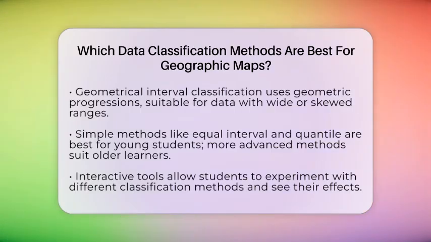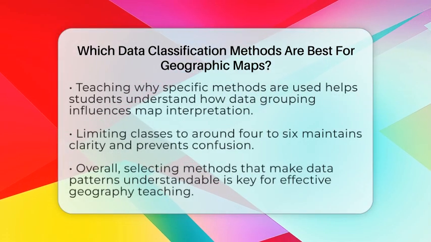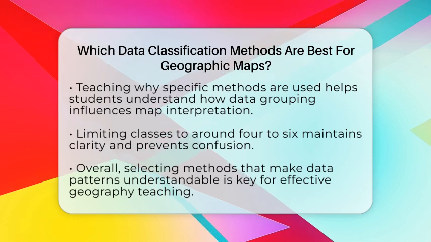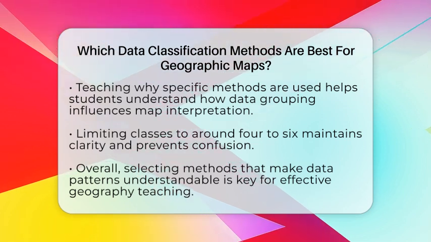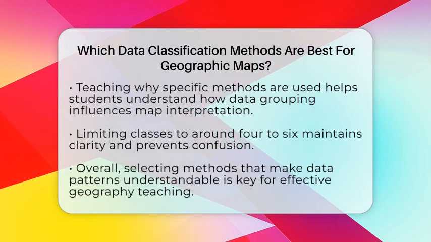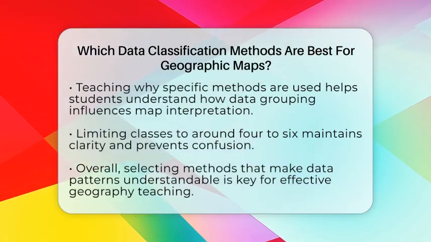For young students just learning map reading, equal interval and quantile methods are best because they are simple and easy to interpret. As students grow more comfortable, natural breaks and standard deviation can help them understand deeper patterns and data variation. Interactive tools that let students try different classification methods are very helpful. They can see how changing the way data is grouped affects the map's look and message.